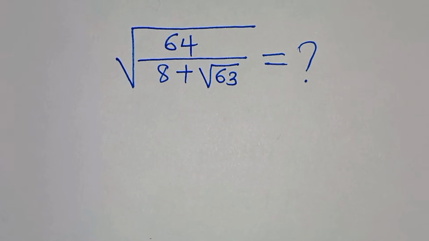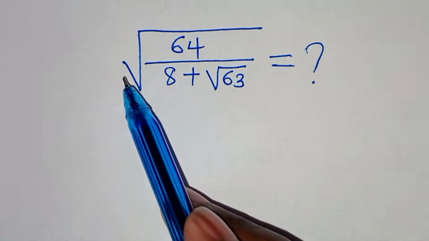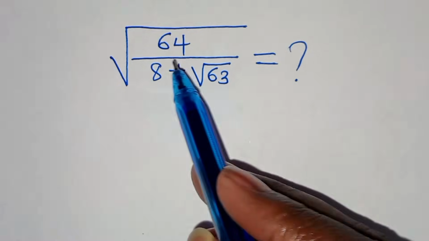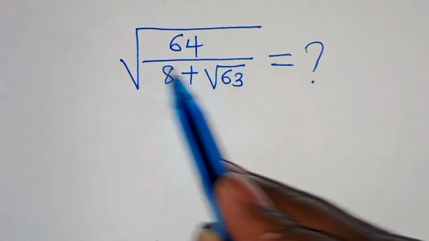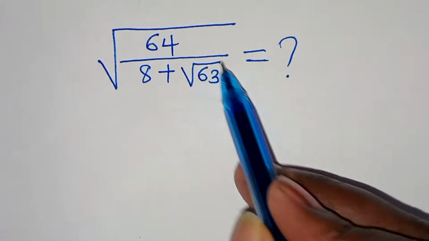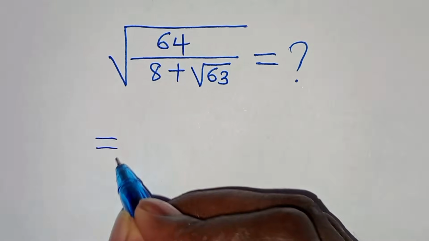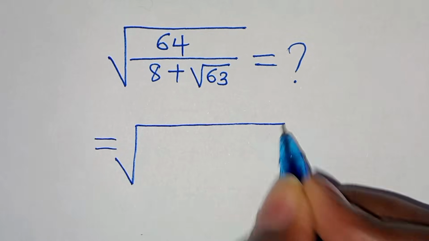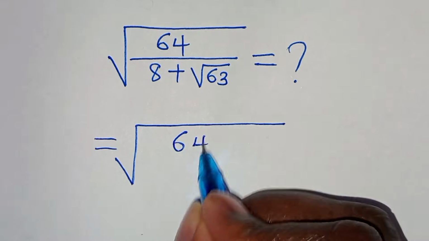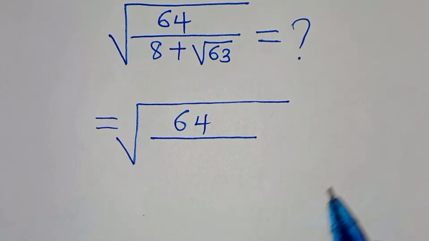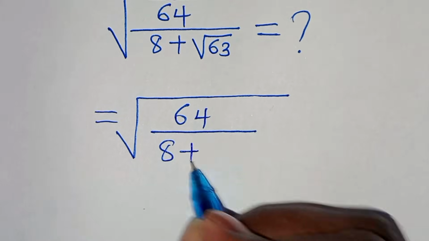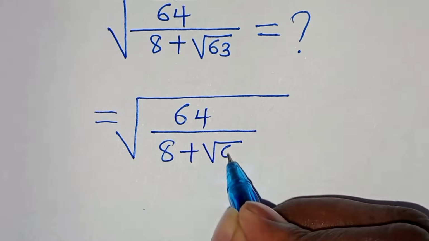Hello everyone, you're welcome to simplify this square root math problem, which is the square root of 64 divided by 8 plus square root of 63. Now let's simplify from here. So this is the square root of 64 divided by 8 plus square root of 63.